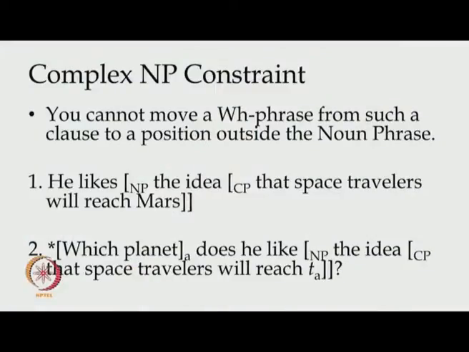What's the verb in this sentence? In the main sentence? Like. A transitive verb, and the complement of the transitive verb is? The whole thing after that is the complement, right? The idea that space travelers will reach Mars. Okay? That's the whole thing as a complement. Now what is the status of this thing? That's an NP. But it's not an ordinary type of NP.